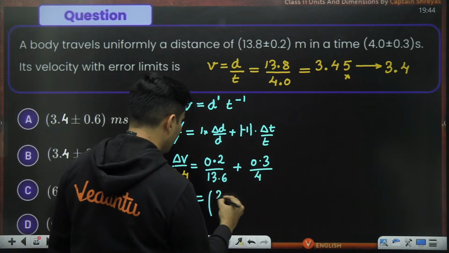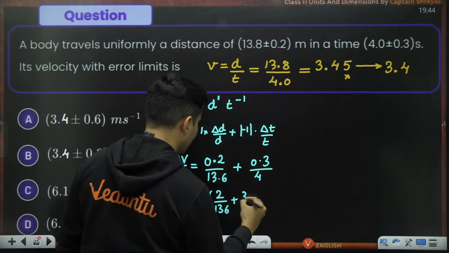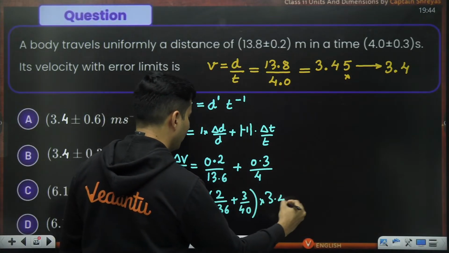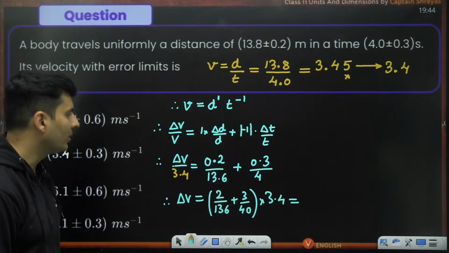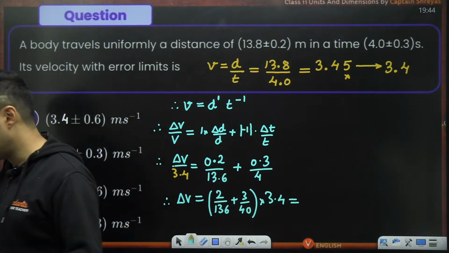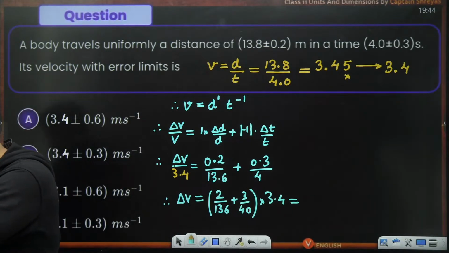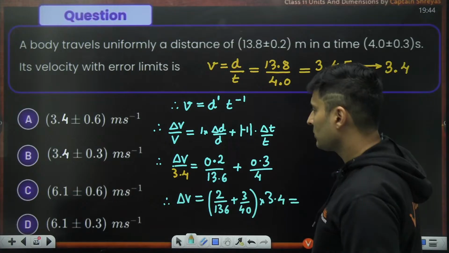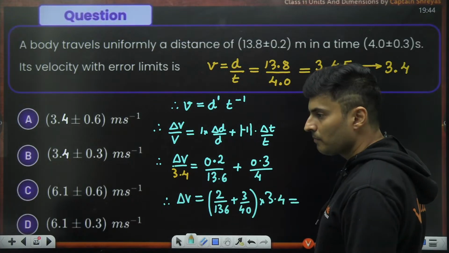So delta V will be 2 divided by 136 plus 3 divided by 40, the whole thing multiplied by 3.4. Just see approximately how much value you are getting. Yes, come on, my dear students. It's not that difficult. Divide 2 by 136 and add it to 3 by 40 and then multiply by the number 3.4. Just see how much you are getting. Some point you will get, obviously.